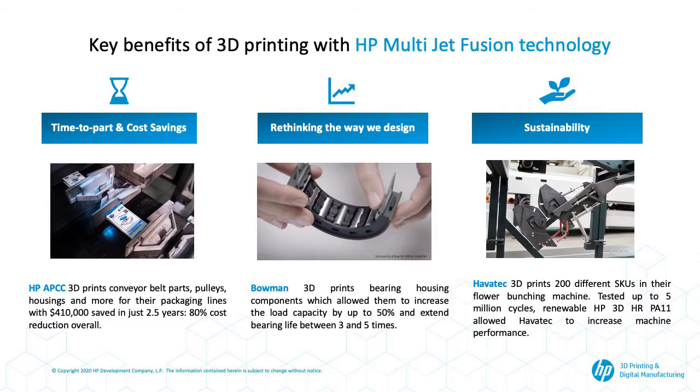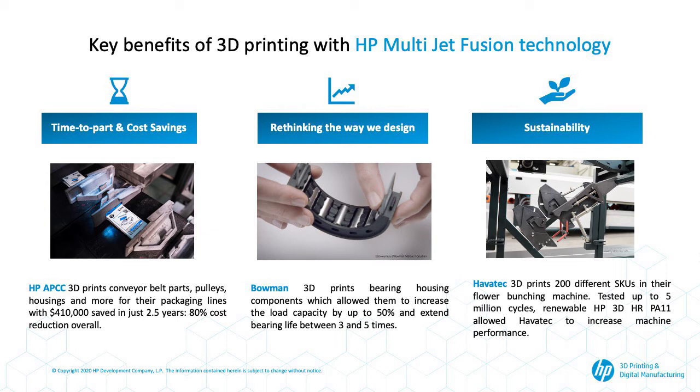Another big component is, of course, sustainability. We've talked about the material recyclability. We've talked about being able to reduce your carbon footprint by being able to produce the components that you need on demand. Havatech is also a good example for those of you that might think that all of that sounds great, it seems like there are a lot of opportunities here, but I may not need that. I may not have that many components to 3D print.